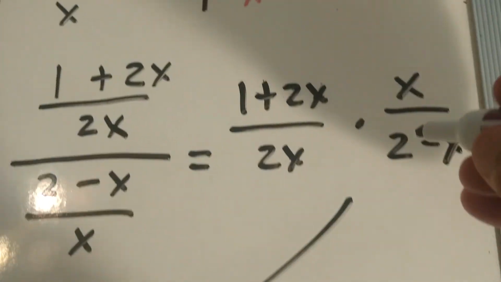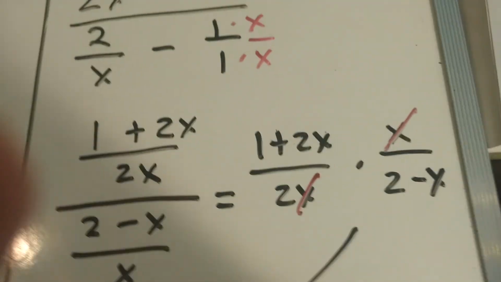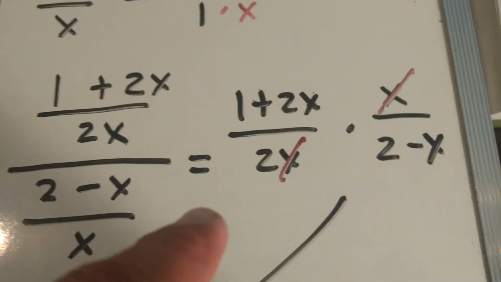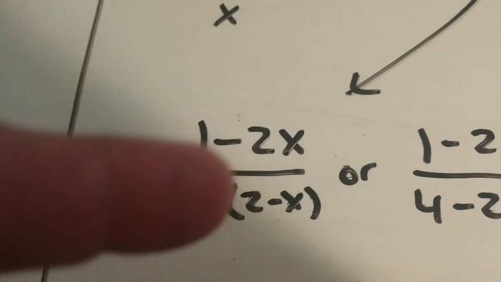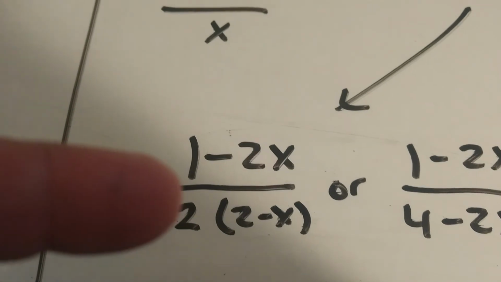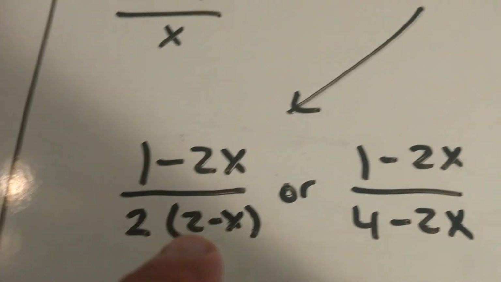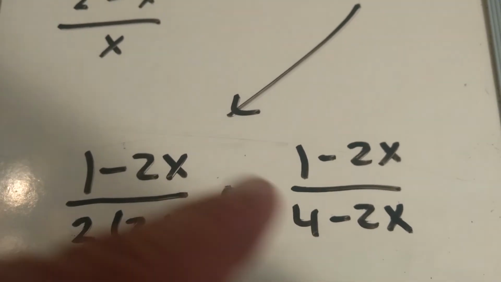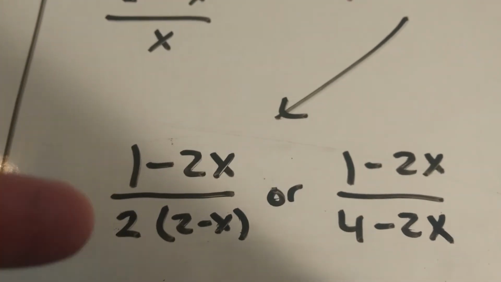The only thing that cancels here are these x's. So we get 1 plus 2x on the top. And we get 2 times 2 minus x on the bottom. Now, I would prefer you leave things in factor form, so don't multiply this out. But if you were to multiply it out and get 1 plus 2x over 4 minus 2x, I'm okay with that. I would just prefer you leave it in factored form.